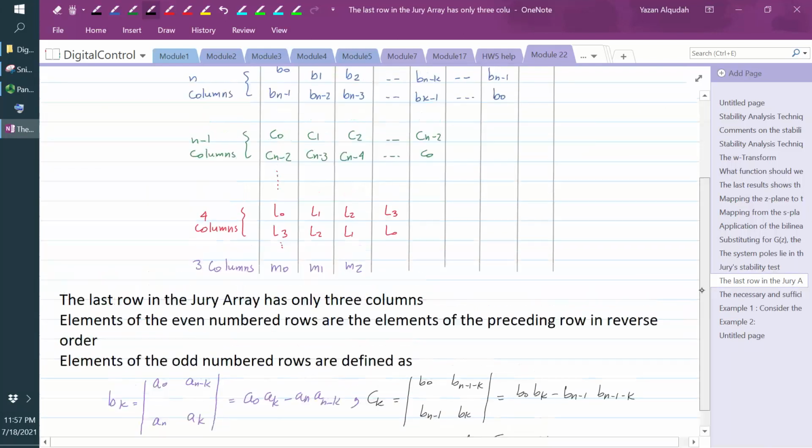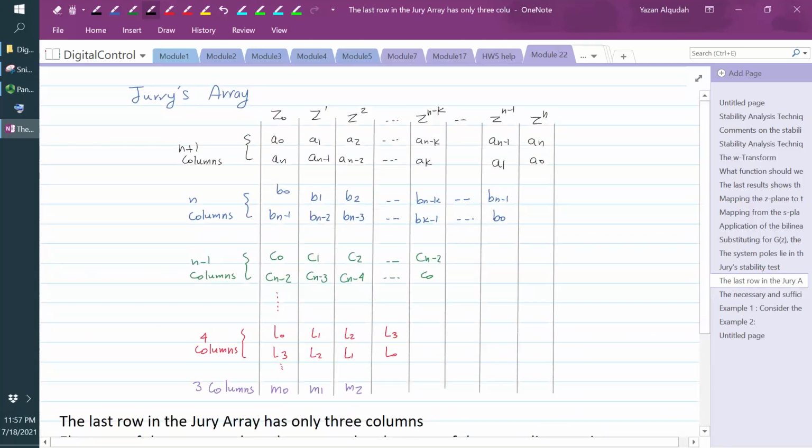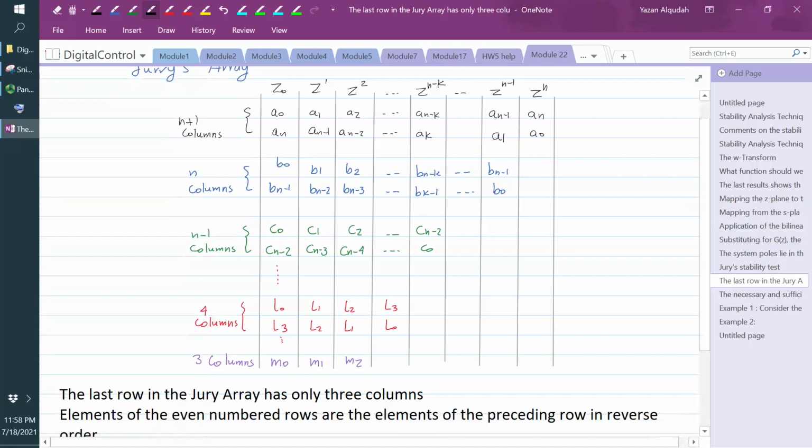How does this Jury array work? I'm going to establish this Jury array as follows. I'm going to establish the first row, a_0 all the way to a_n. Then I'm going to rearrange these in reverse order, a_n all the way to a_0. This will be my first and second row.